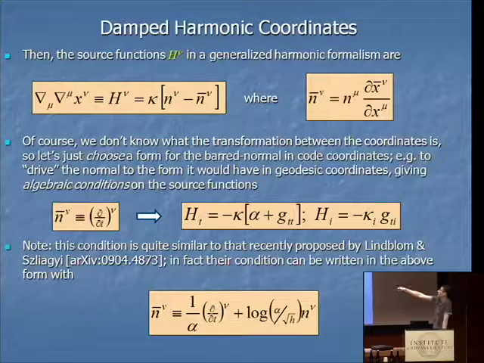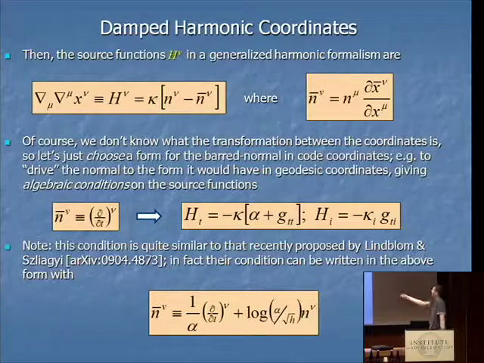So now in our code coordinates, if we specify a source function that's proportional, where kappa is some constant of proportionality, a damping constant, it's proportional to the difference between the two normal vectors. Here n is just the normal vector of the slice in our code coordinates, and this is the normal vector of that hypothetical well-behaved coordinates. They're just related to each other through some coordinate transformation.